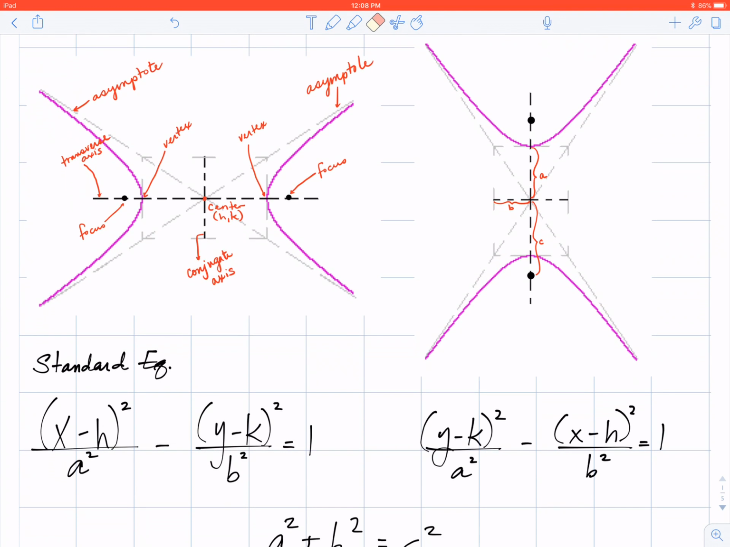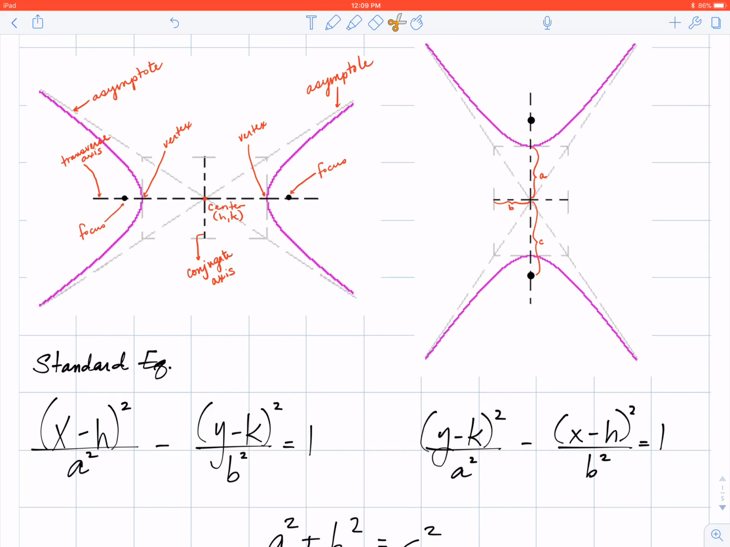Now let's take a look at the two pictures and compare them to my standard equations. This time around, you'll notice that the denominators are identical. The a value is always going to be in the positive fraction. I've always got to have a positive fraction, and I'm going to have a negative fraction. Sometimes it's the x fraction that's positive, sometimes it's the y fraction that's positive. But a is always in the positive fraction. b is always in the negative fraction.